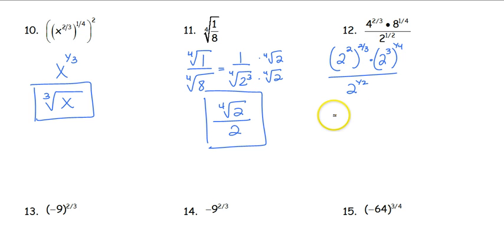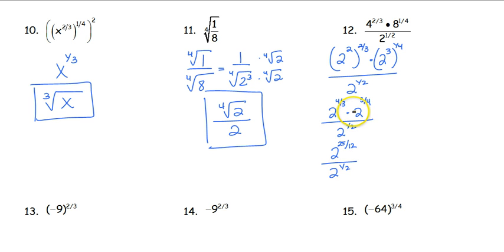So when I multiply a power to a power, I get 2 to the 4/3 times 2 to the 3/4, all over 2 to the 1/2. Now that all 3 pieces have the same base, I can combine them together. I'm multiplying like bases, which means I'm going to add those exponents together. 4/3 and 3/4 is going to give us 25/12. And on the bottom, 2 to the 1/2.